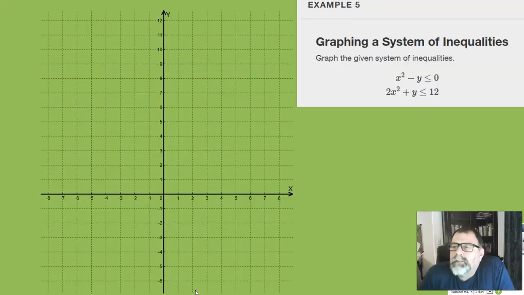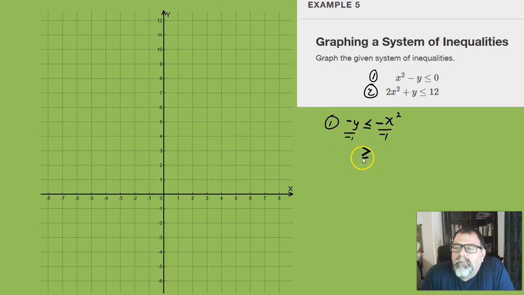Okay, so graphing a system of inequalities. Graph the given systems. Both of these equations are actually parabolas because we have just x squared and y is not squared. I'm going to solve both of them for y. For the first equation, I'm going to subtract x squared. Actually, what I would have done is just move the y over and then flip the whole equation, but you'll see it gives you the same result. When you divide both sides by -1, you have to flip the inequality. So you get y is greater than or equal to x squared.